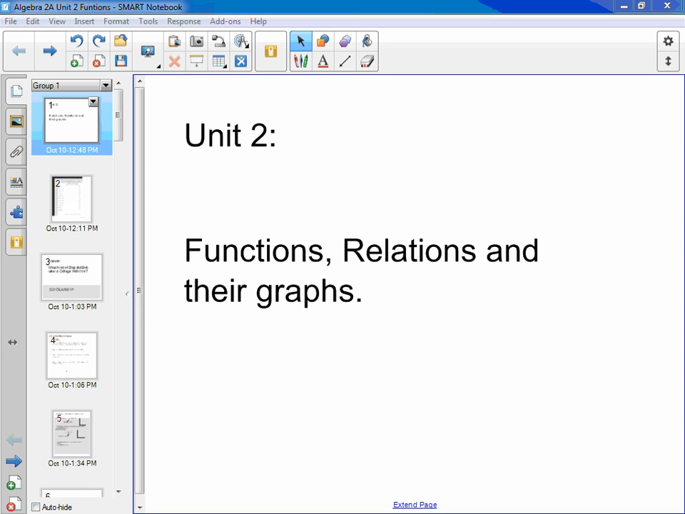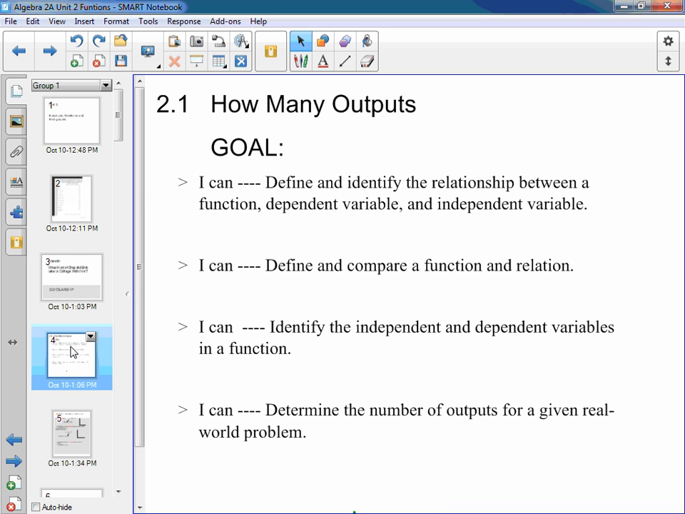We are now in Unit 2 of Algebra 2. The title is Functions, Relations, and Their Graphs. So our goals in this section, 2.1, the title is How Many Outputs?